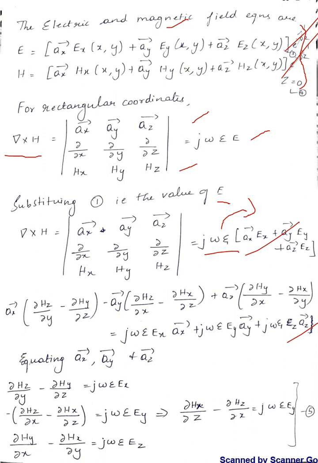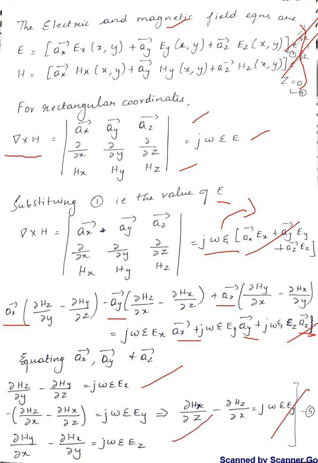Now in the left hand side I have Ax, and in the right hand side also I have Ax. So I'm going to equate the Ax terms alone. Similarly, in the left hand side I have Ay vector, and in the right hand side also I have Ay vector. So I'm going to equate the Ay vector terms. And similarly, I have Az vector in the left hand side and Az vector in the right hand side.